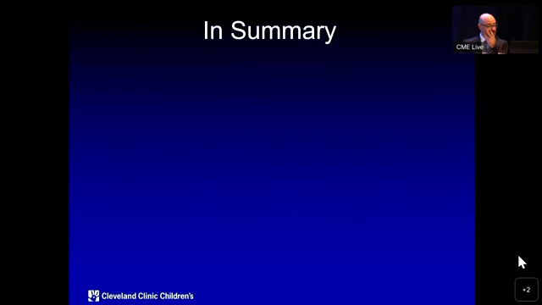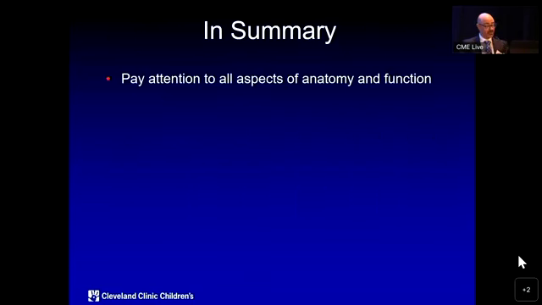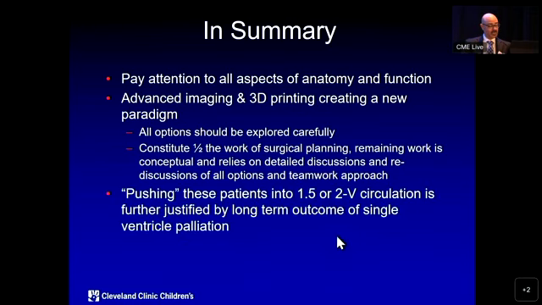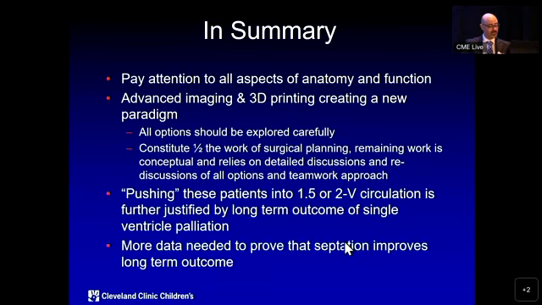All right, so this is just a discussion of this case. So in summary, we have to pay attention to all aspects of anatomy and function. We used all imaging modalities, including advanced imaging and 3D printing. We explore all the options. The conceptual work with planning and discussion really constitutes half the work, and it's a teamwork approach. Pushing these ventricles to a 1.5 or 2 ventricle circulation is further justified by the long-term outcome of single ventricle palliation, but we obviously need a lot more data to prove that septation improves long-term outcomes. Thank you, guys.